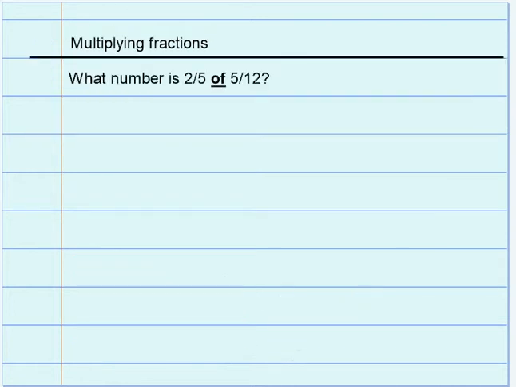Okay, now let's take a look at this example that I tried to do too early there for you. What number is 2/5 of 5/12? And I know it says that we're going to multiply fractions up here, but when you see the word of, you should automatically think multiply. So you are going to take 2/5 times 5/12.